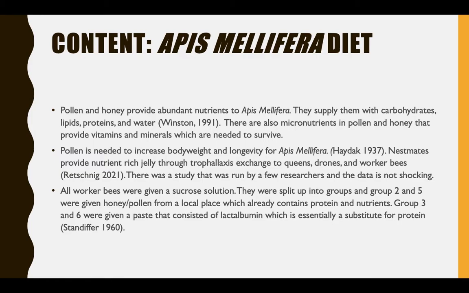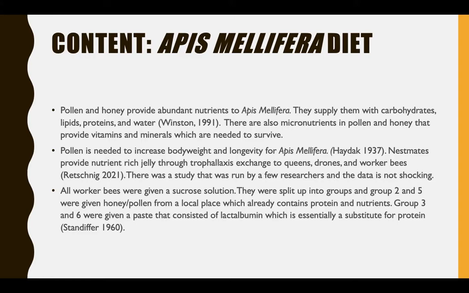Apis mellifera's diet. Pollen and honey provide abundant nutrients to Apis mellifera. They supply them with carbohydrates, lipids, proteins, and water. There are also micronutrients in pollen and honey that provide vitamins and minerals which are needed to survive. Pollen is needed to increase body weight and longevity for Apis mellifera.